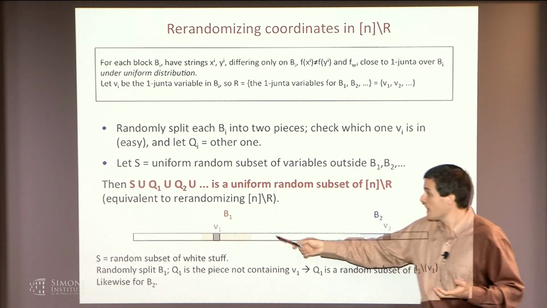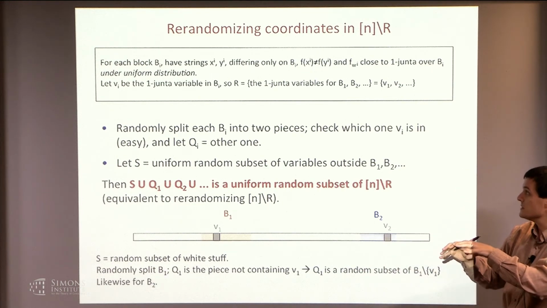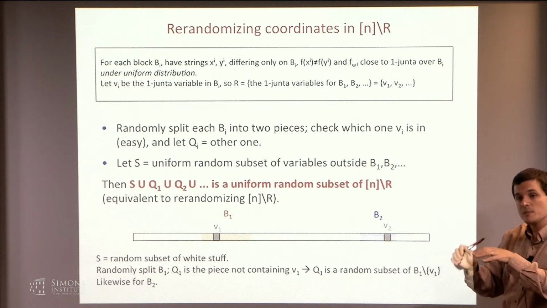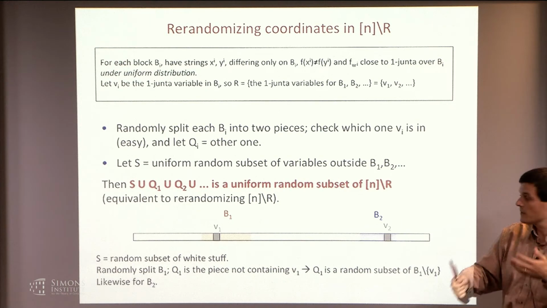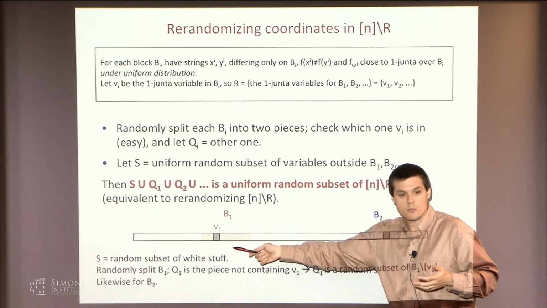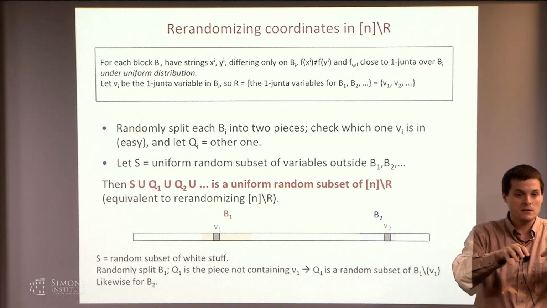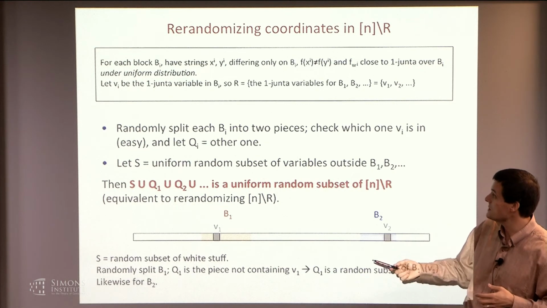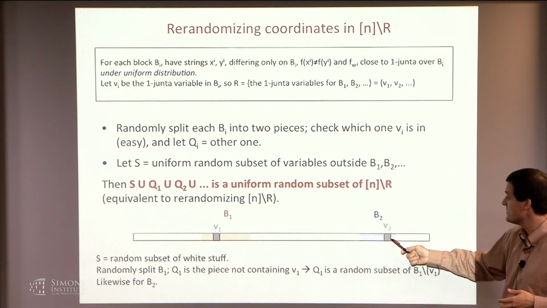Well, let me attack it one block at a time. For the first block, I'll randomly split the block into two pieces, okay? And I just need to be able to tell now which piece the relevant variable is in. And that's easy to do, right? The function restricted to this block is basically a one junta, so I flip this half, I flip the complement, I see which time it changed. Okay? So I can tell which piece v1 is in. When I split b1 into two pieces, I can tell which piece v2 is in.